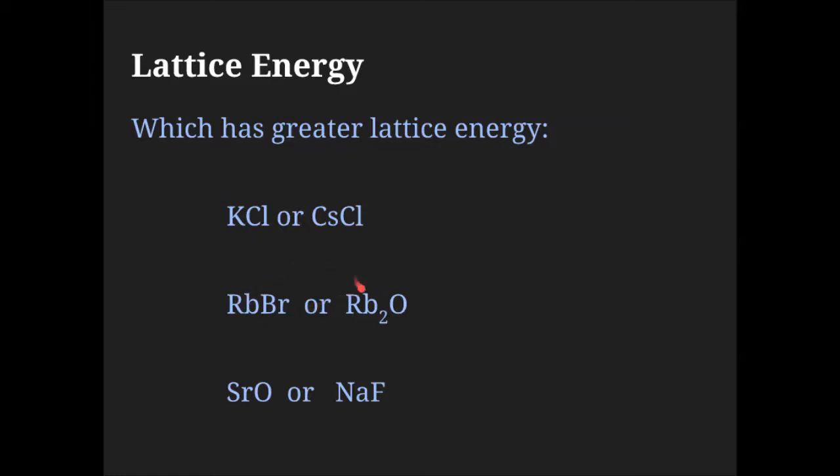Then we can consider rubidium bromide or rubidium oxide. The rubidium is the same in both, so we can sort of disregard the rubidium. Bromide has a 1 minus charge. Oxide has a 2 minus charge. And since the oxide has the higher charge, rubidium oxide is going to have the greater lattice energy.